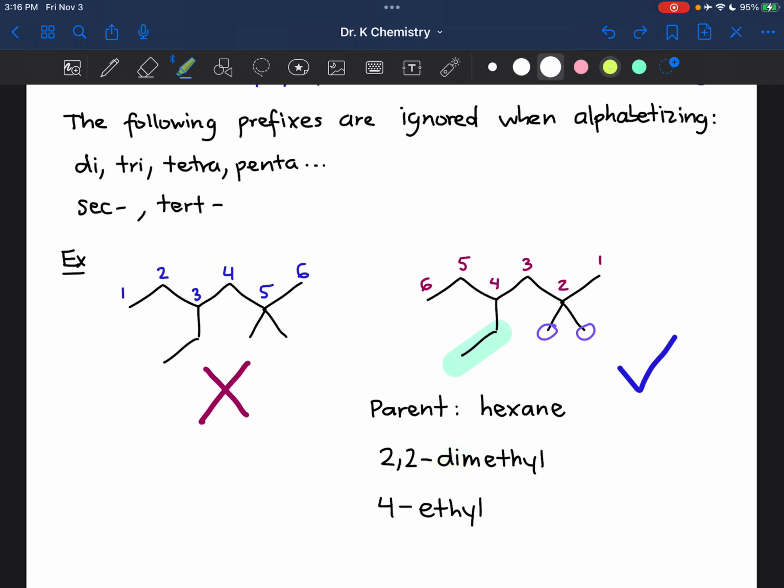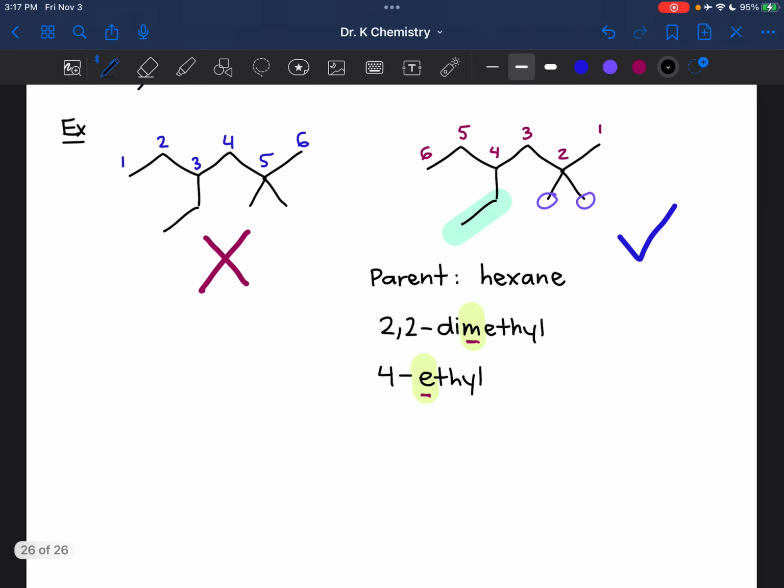Now I have to put these substituents into alphabetical order, and keep in mind that di is not considered when alphabetizing. So I'm actually going to alphabetize by M, not D, which means that I have a substituent starting with E, and then a substituent, I can say, starting with M. So ethyl will actually be listed first. And that full name will become 4-ethyl-2,2-dimethylhexane. And that's the full name of this molecule.